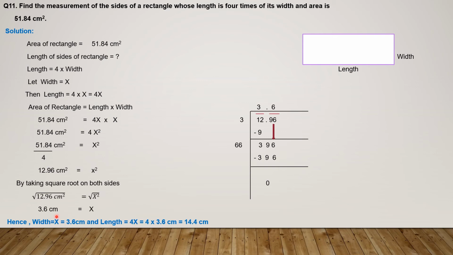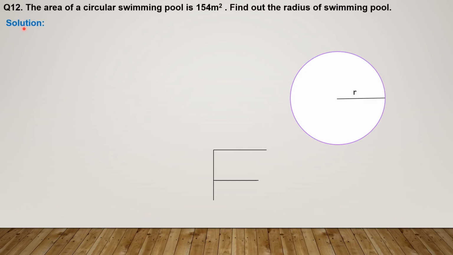So you have to multiply 4 with width. 4 multiplied by 3.6 cm is 14.4 cm. This is your length and this is your width of the rectangle. Now, question number 12 of your exercise.